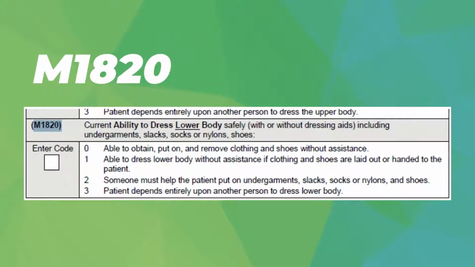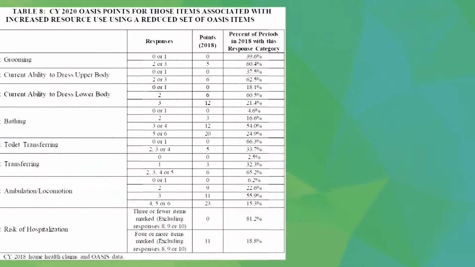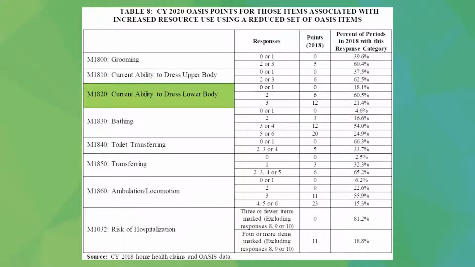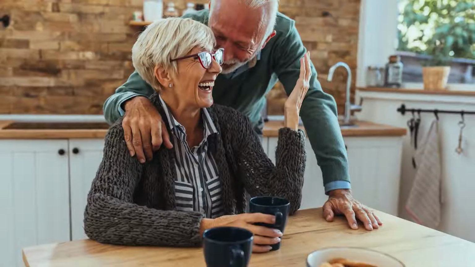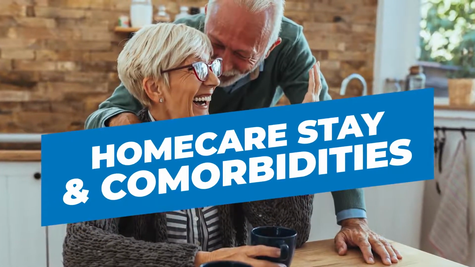M1820, which, as we mentioned earlier, is the ability the patient has to dress his or her lower body. As you can see in the following table, if the clinician rates the patient using the response 0 or 1, this means that 0 points contribute to the impairment level, while response 2 contributes 6 points and response 3 contributes 12 points. Next, we will dive deeper into the reason for a home care stay and comorbidities.